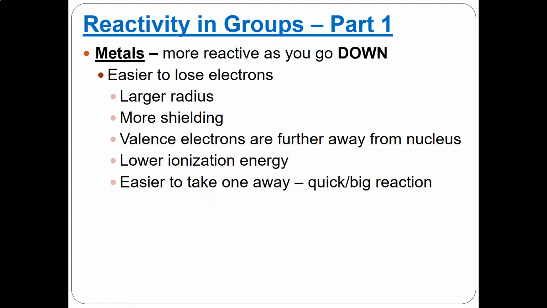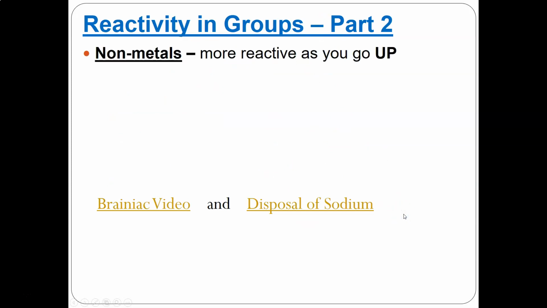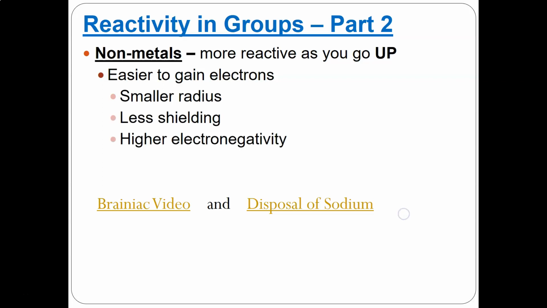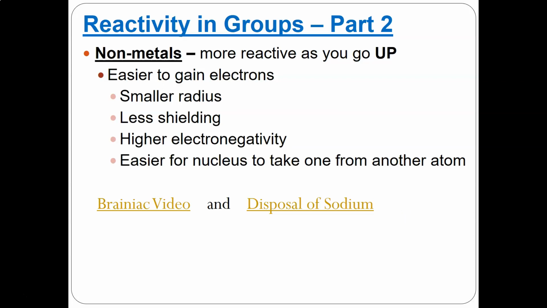Now, if you think about the fact that the nonmetals want to make anions, the nonmetals want to gain an electron, that's going to explain why we have the backwards pattern. If metals want to lose an electron and nonmetals want to gain an electron, they're going to have backwards patterns. So nonmetals are more reactive as you go up. It's easier to gain electrons because you have a smaller radius, you have less shielding, you have higher electronegativity, so it's easier for the nucleus to take an electron away from something else. It's easier for it to become a minus charge.